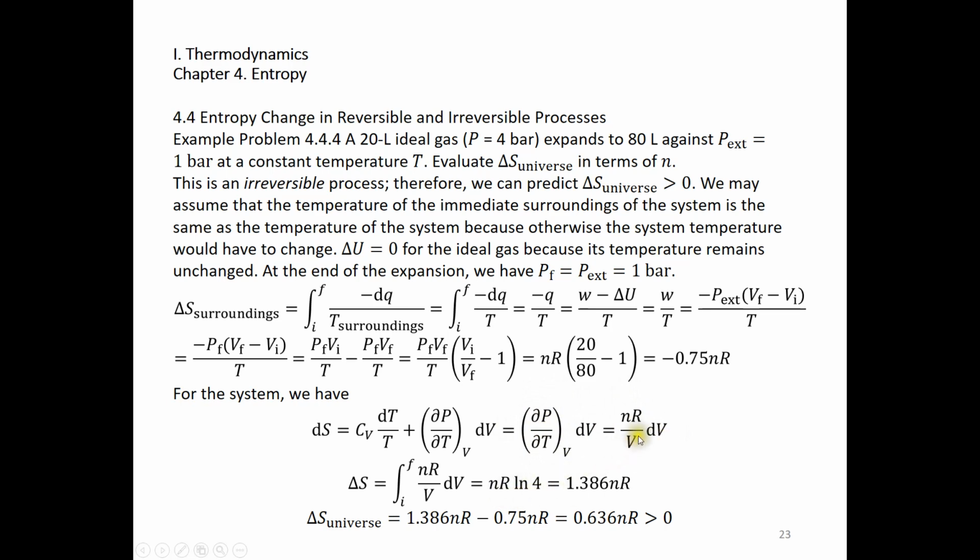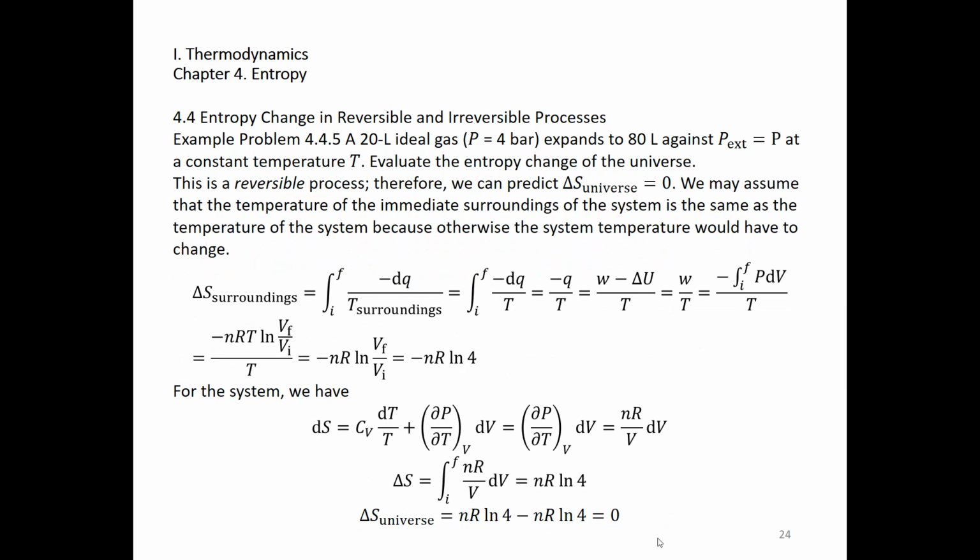The reason is very simple. LnV final minus LnV initial is just Ln4 over here, and we get a positive expression for the entropy change of the system. So when this system expands in this irreversible process, the entropy change of the system is positive. The entropy change of the surroundings is negative. They do not cancel. We sum it up, we get a positive number, 0.636 NR. This is greater than 0. That's why this process cannot be reversed, because the reversal would violate the second law of thermodynamics.